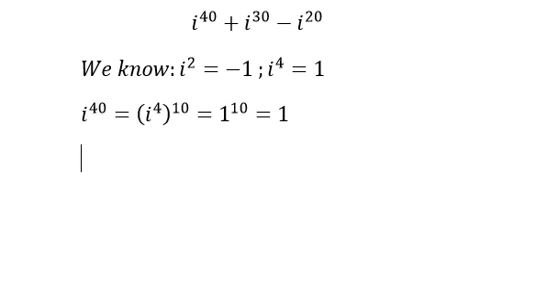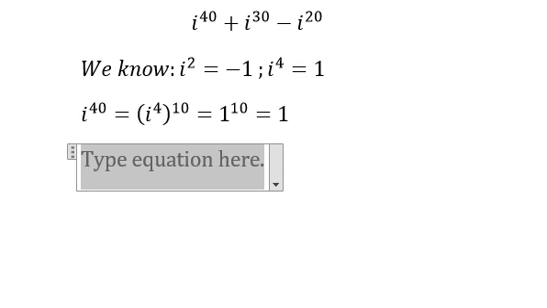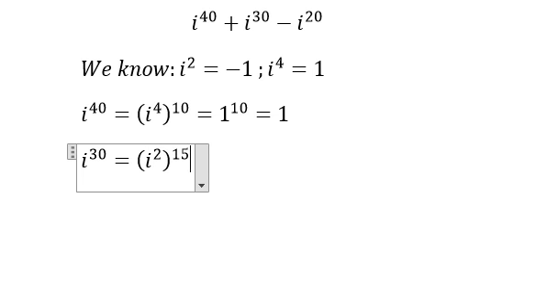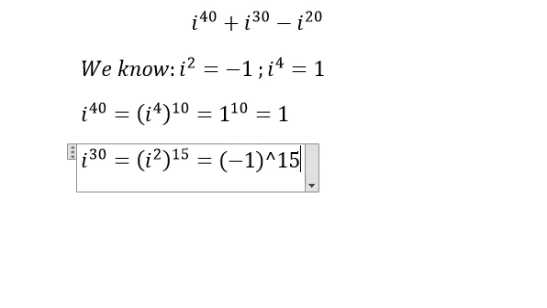Next we have i^30, which is i^2 with 15 outside. i^2 is equal to minus 1, and we got (−1)^15, so you get minus 1.